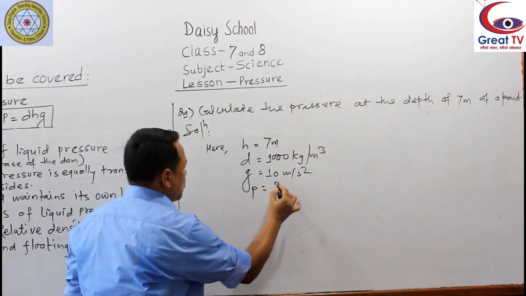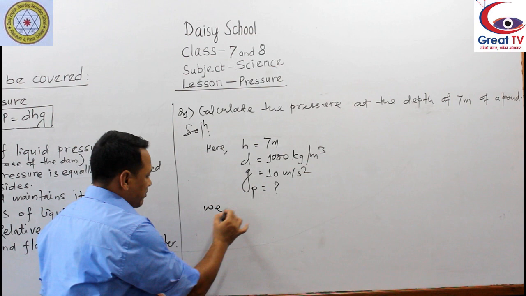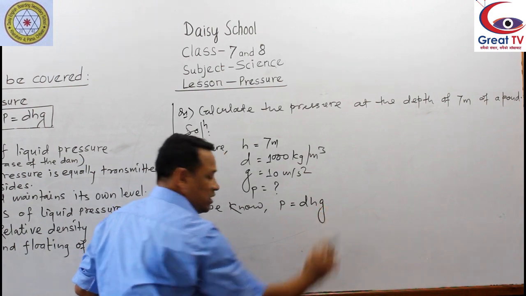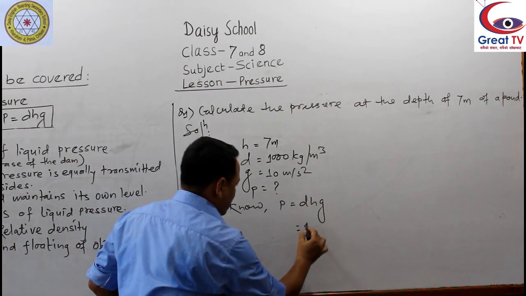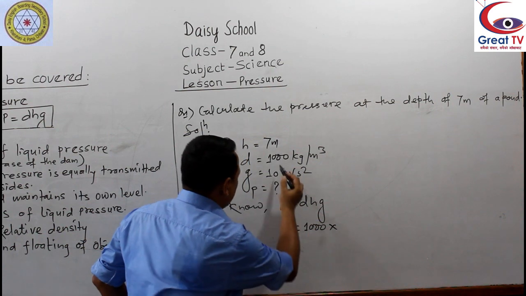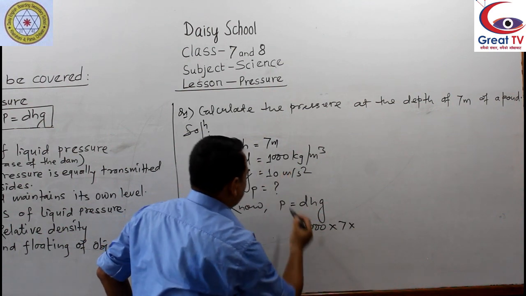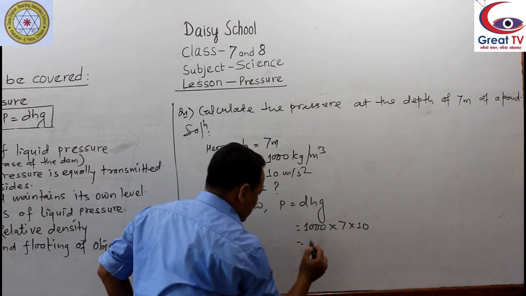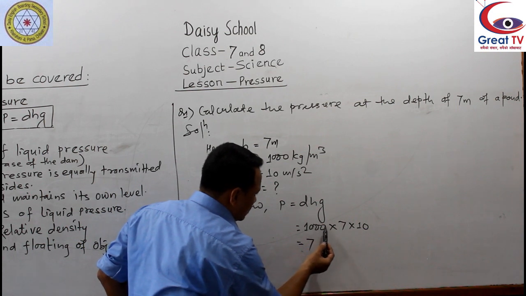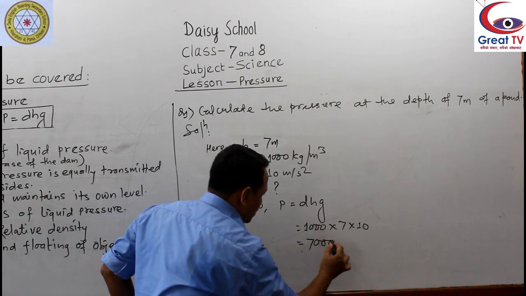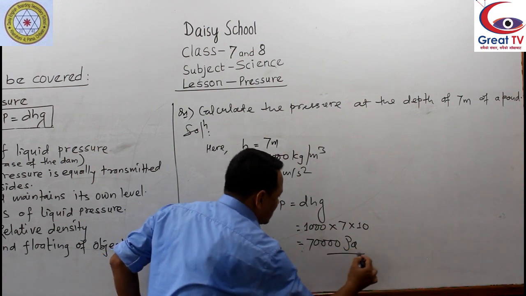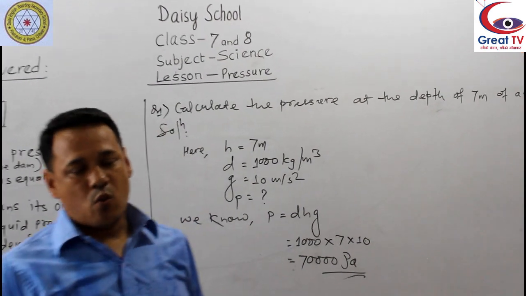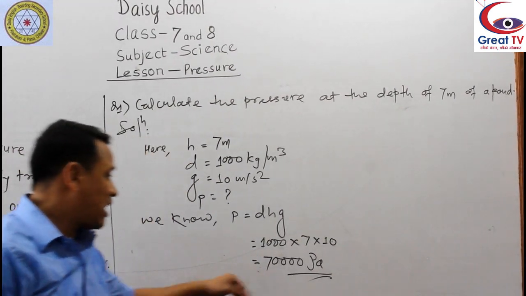Then liquid pressure P equals to what? We know the relation. Liquid pressure P equals to dgh. So density, how much? 1000. Height or depth, 7 meter. Acceleration due to gravity, 10. So 7 ones are 7. How many zeros? 1, 2, 3, 4 zeros, unit pascal. This is the liquid pressure. So 70,000 pascals pressure is exerted by the water at the 7 meter depth of the pond. We can calculate like this.